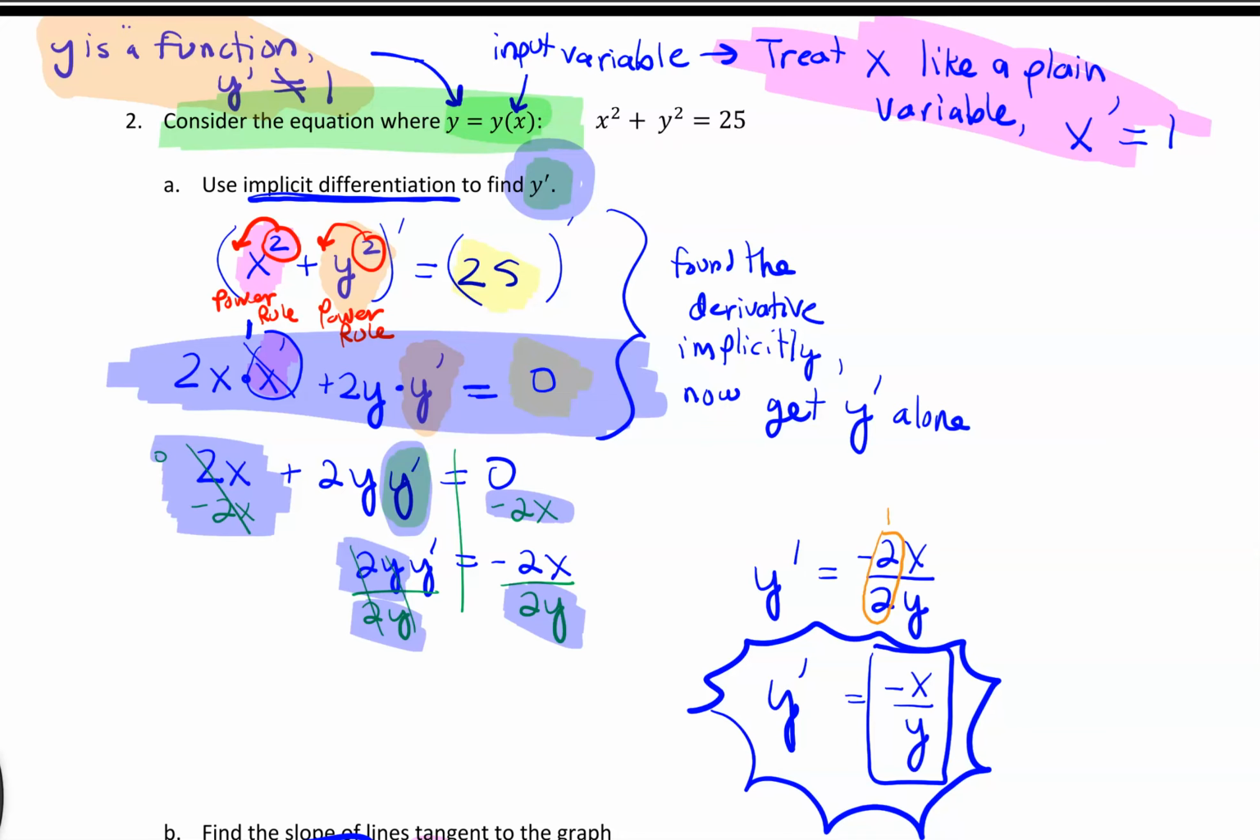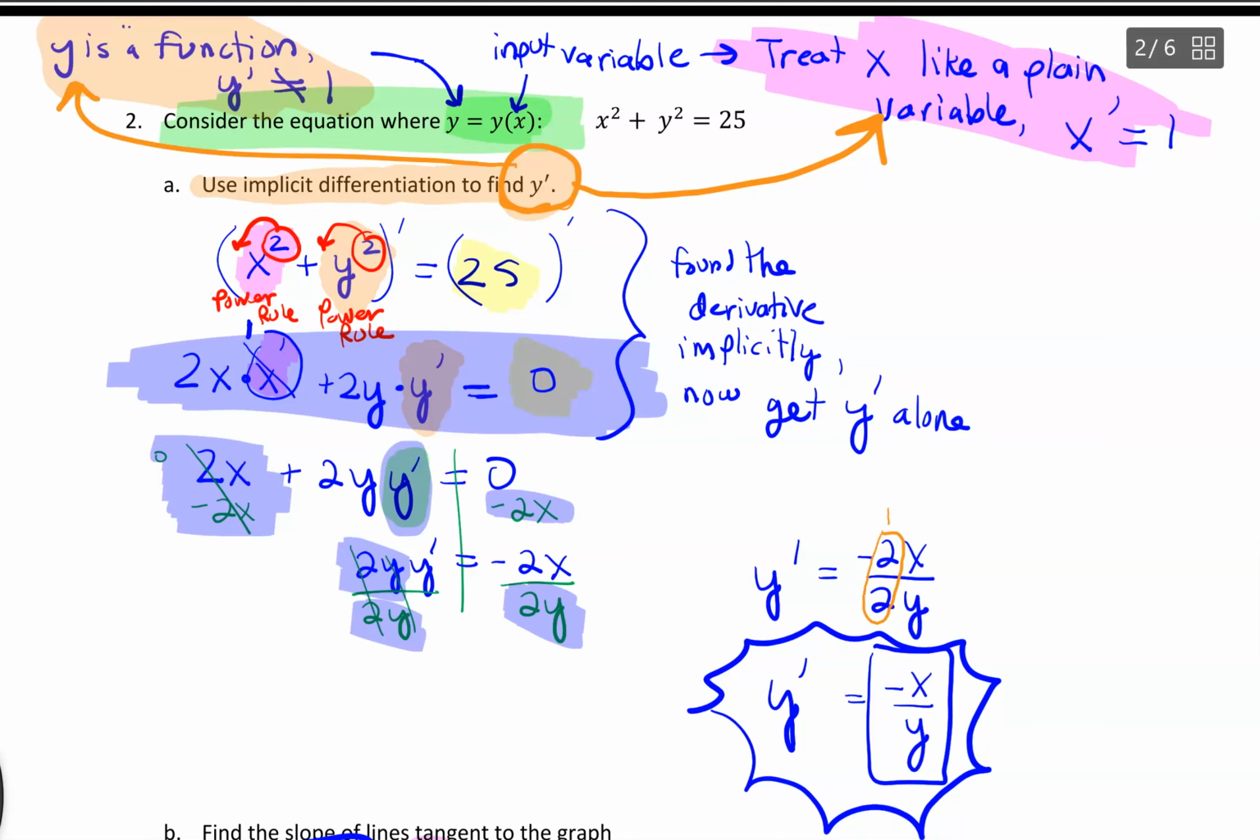But on MyMathLab and in the textbook, they're not always that nice. So in your instructions, they might just say, use implicit differentiation to find y prime. Done. That's it. So you'll have to know that if they just ask you to find y prime, that means you're treating the other variable like a plain old variable, and you're treating y like a function. But I feel like that's kind of a stretch, so I'm going to give you this extra information that'll tell you y is a function of x. So you'll know x is a normal everyday input variable, treat it like a normal variable, y is the function.